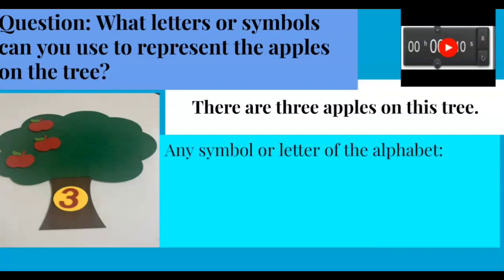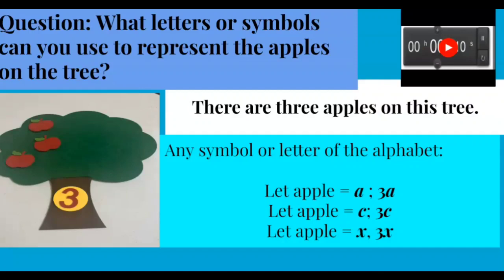Alright, so let's see. Again, we can use symbols and letters to represent our unknown or to represent our scenarios. So we can use just about any letter or symbol. It's up to us what we choose. So if we say let apple equals A, then it would be 3A. If we say let apple equals C, then 3C. But if apple equals X, then it would be 3X.